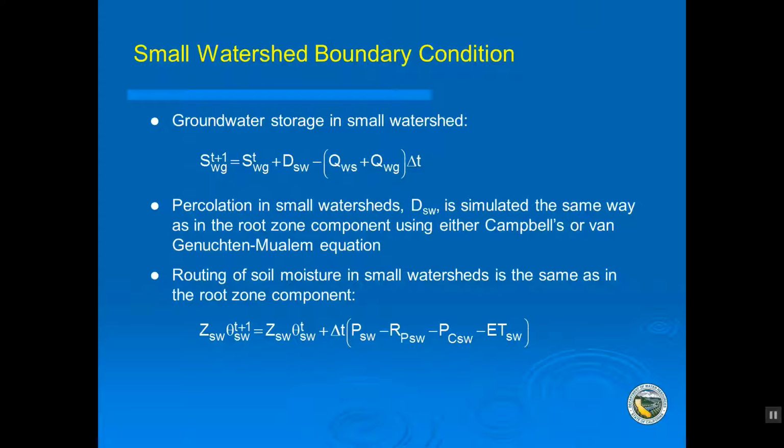Probably you will remember this from the IDC root zone component. This is the mass balance equation that we use for the root zone. We calculate the rainfall runoff, percolation, and ET from the small watershed. So if you look at the input parameters for the small watersheds for the root zone part, you have to specify the same parameters: field capacity, total porosity, wilting point, and so on and so forth, and the ET and the precipitation.